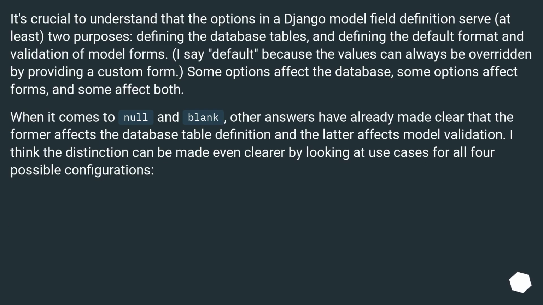It's crucial to understand that the options in a Django model field definition serve at least two purposes: defining the database tables, and defining the default format and validation of model forms. I say default because the values can always be overridden by providing a custom form. Some options affect the database, some options affect forms, and some affect both. When it comes to null and blank, other answers have already made clear that the former affects the database table definition, and the latter affects model validation. I think the distinction can be made even clearer by looking at use cases for all four possible configurations.